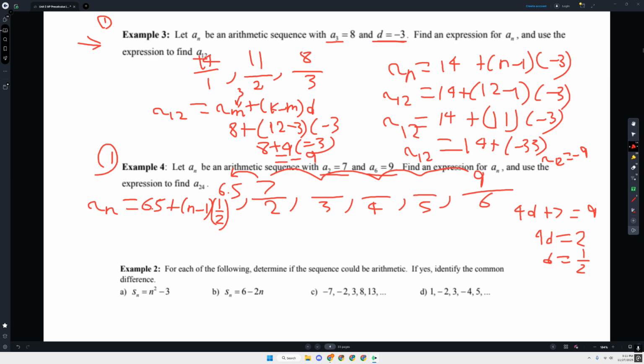And then from there, we just plug in 24. So that would be 6.5 plus (24 minus 1) times 1/2, 23 times 1/2 plus 6.5, which would be 18. That should equal a_24. Any questions about this question?